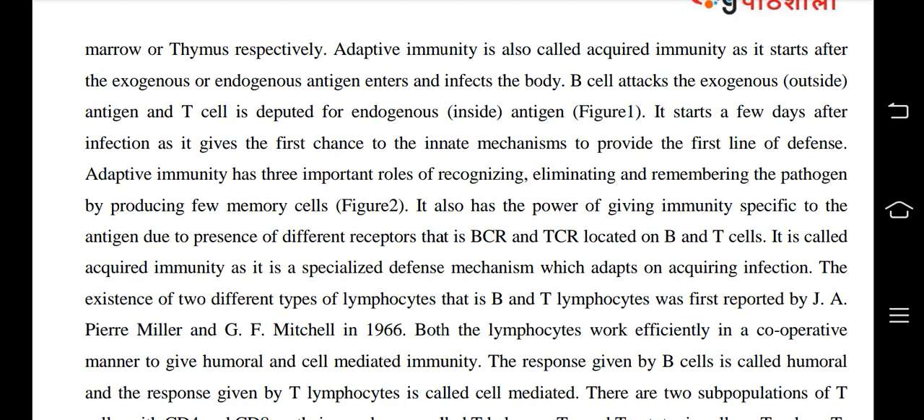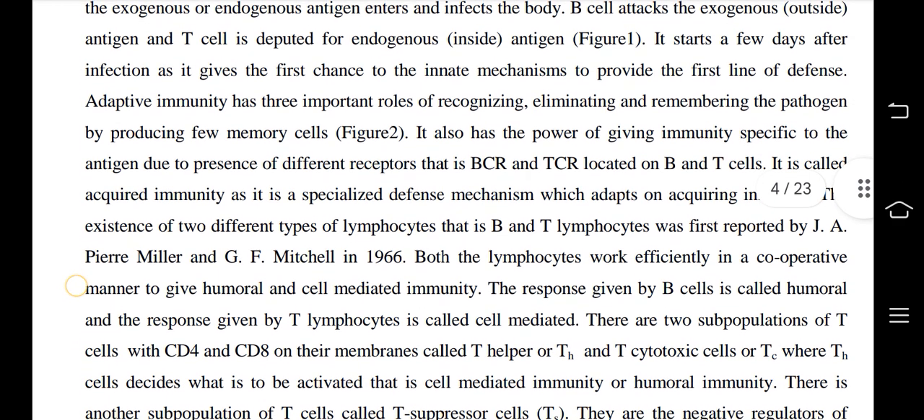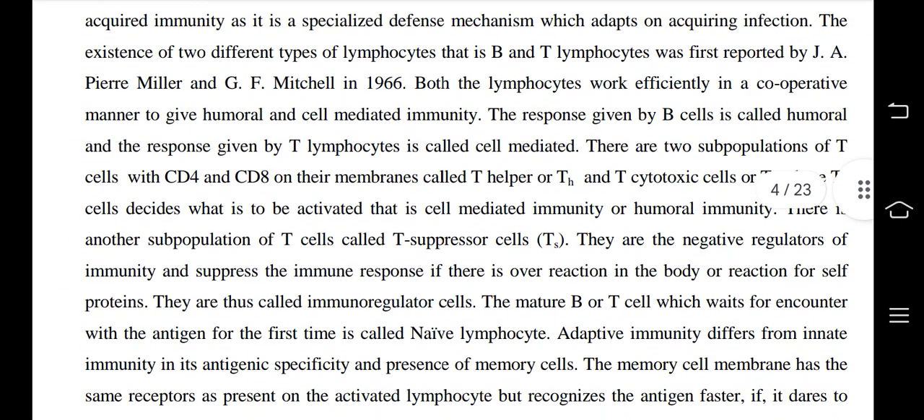The existence of two different types of lymphocytes, that is B and T lymphocytes, was first reported by J. A. P. Miller and G. F. Mitchell in 1966. Both the lymphocytes work efficiently in a cooperative manner to give humoral and cell-mediated immunity. The response given by B cells is called humoral, and the response given by T lymphocytes is called cell-mediated, dealing with endogenous antigens. So endogenous in the sense cell-mediated.